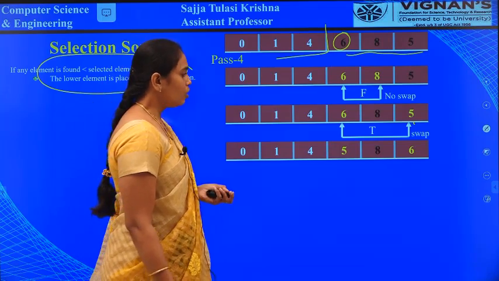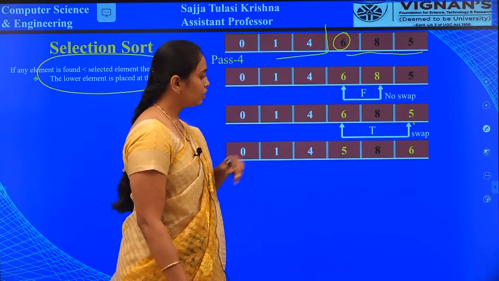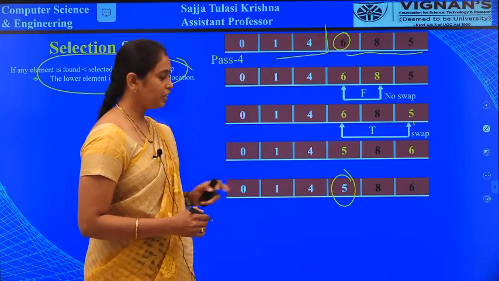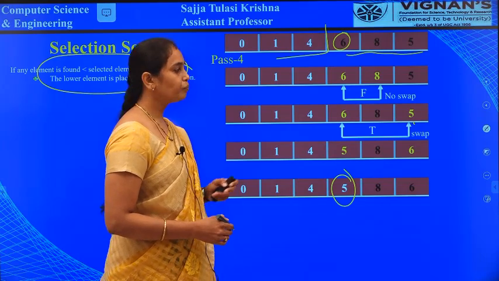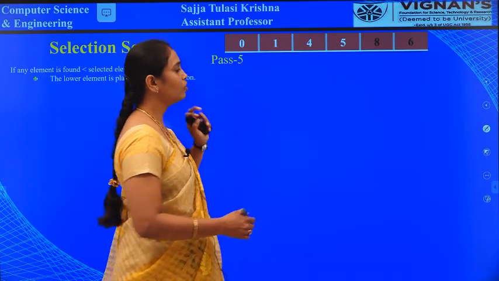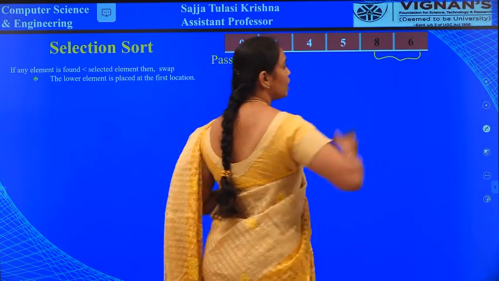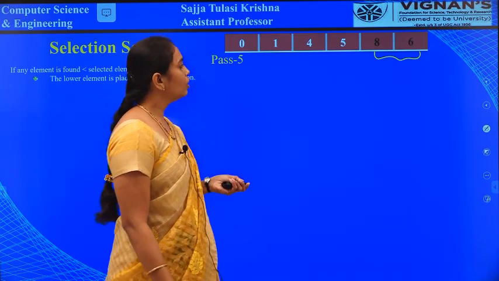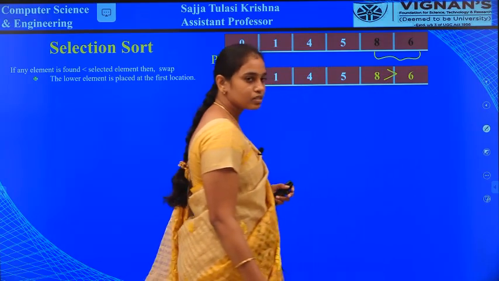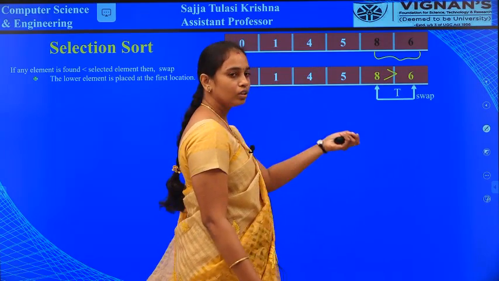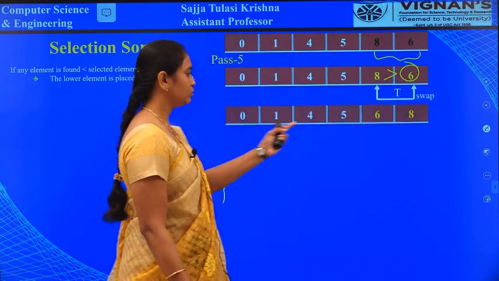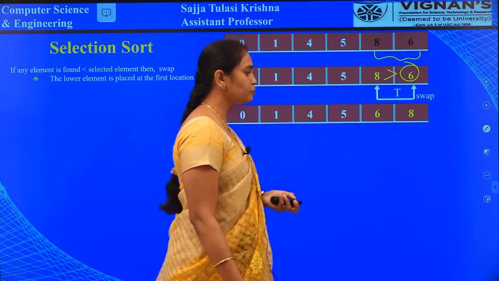Okay. Now all the comparisons are closed. Now the next smallest element is placed in its position. Now coming to the next pass, that is pass 5. In pass 5, we have to compare only 2 elements. So 8 is compared with 6. Here 8 is greater than 6. Because the condition is true, there is a swap, because this is the lesser element. So now 6 is placed here and 8 is placed here.